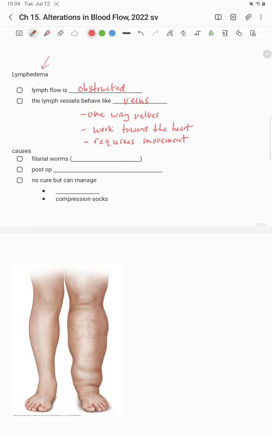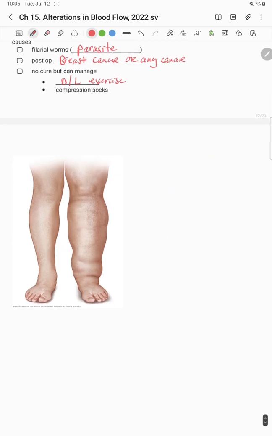Okay, causes for lymphedema can be filarial worms, which is a parasite. Post-op, such as breast cancer or any cancer treatment, especially when they remove tissue. So there's no cure, but it can be managed. So things like diet and lifestyle, exercise, compression socks can help. And here's what it would look like. So you certainly get swelling of the leg with lymphedema.